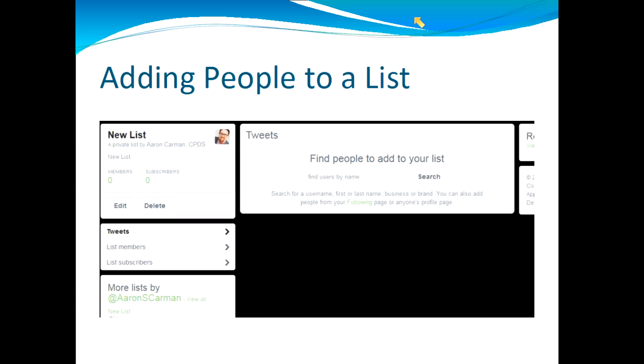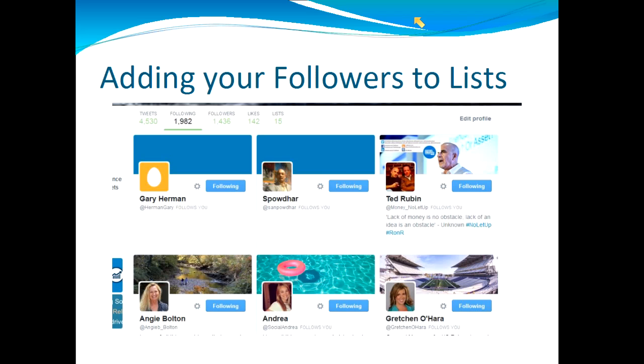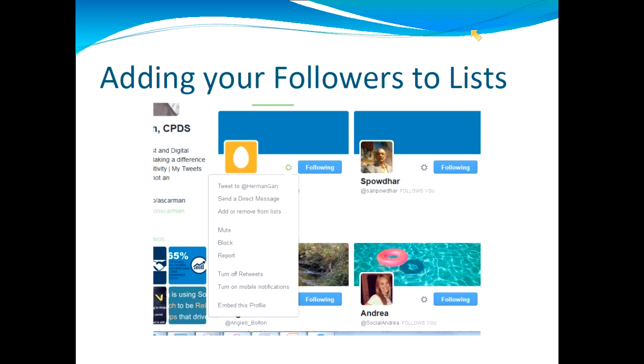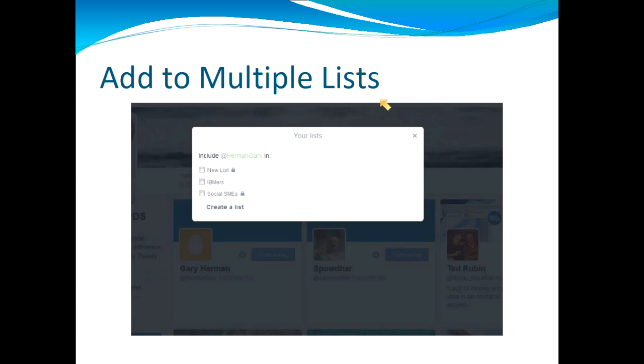Adding people to your list is very easy. You're basically searching either by name, or you can go to your followers list. So anybody that's following you, you can pull up all of those folks and quickly add them by clicking on the settings tool right here. Then it's going to pop up this window, and you're going to add or remove to the list. So you can very quickly go through and add folks.